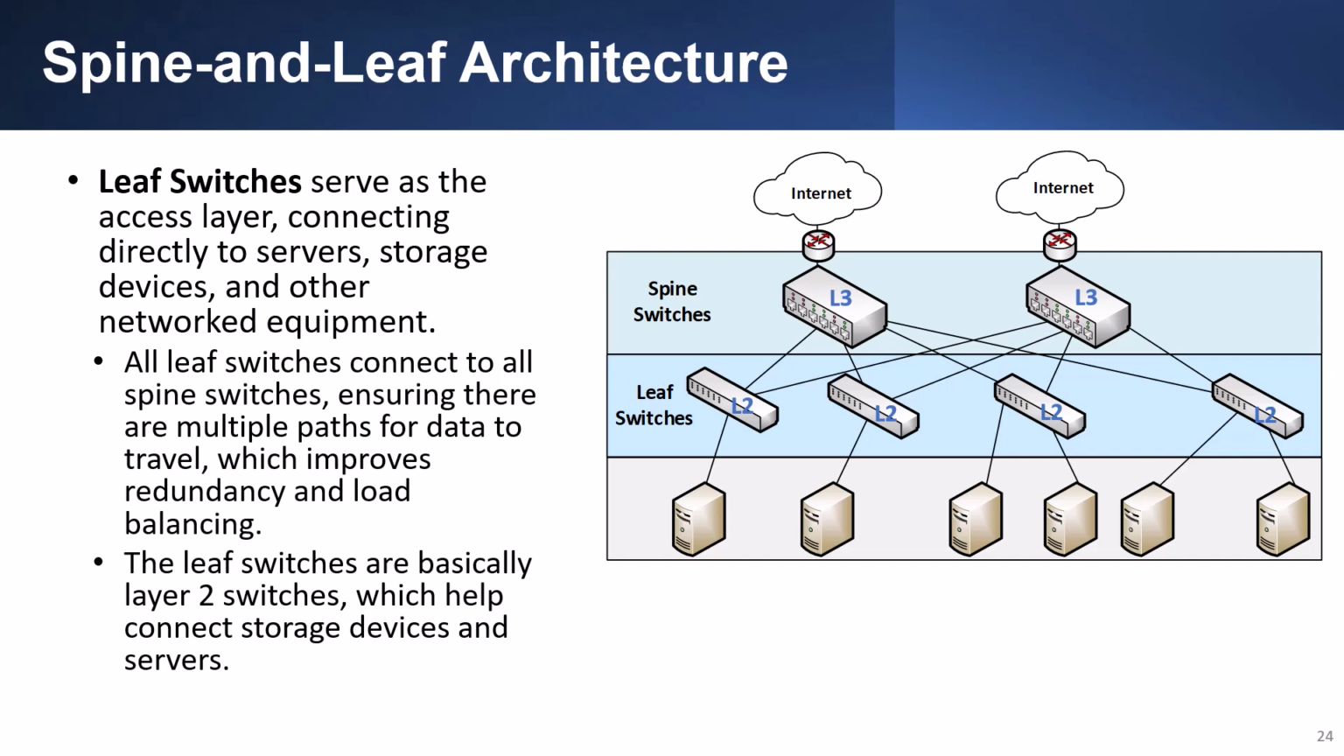Leaf switches serve as the access layer, connecting directly to servers, storage devices, and other networked equipment. All leaf switches connect to all spine switches, ensuring there are multiple paths for data to travel, which improves redundancy and load balancing. The leaf switches are basically layer 2 switches, which help connect storage devices and servers.